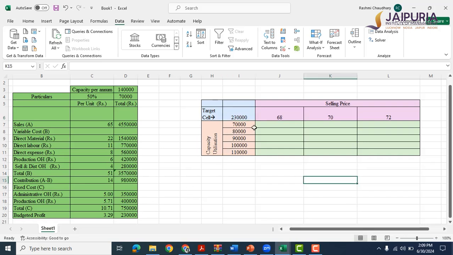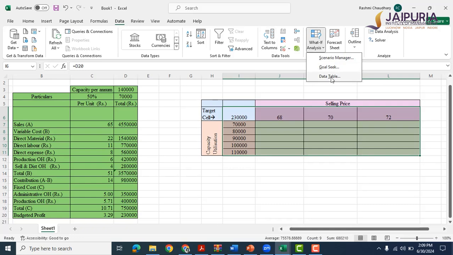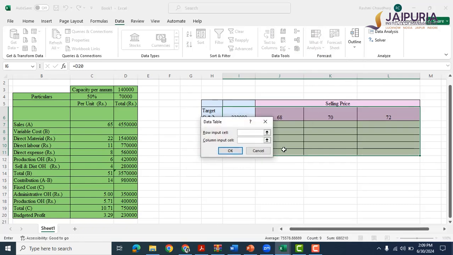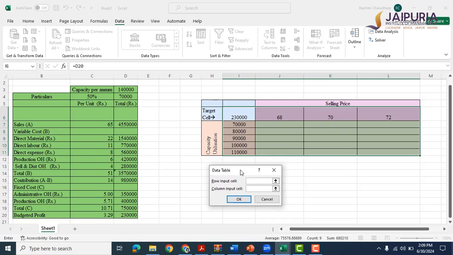So I need to select the entire chart from the target value itself. So the entire chart is selected. Now I'm going to data table, that is under the heading of what if analysis, data table. So now, row input cell. Which thing is there in the row? The row has the selling price. So by changing the selling price, I need to select the selling price in the main table, and then the column input cell.